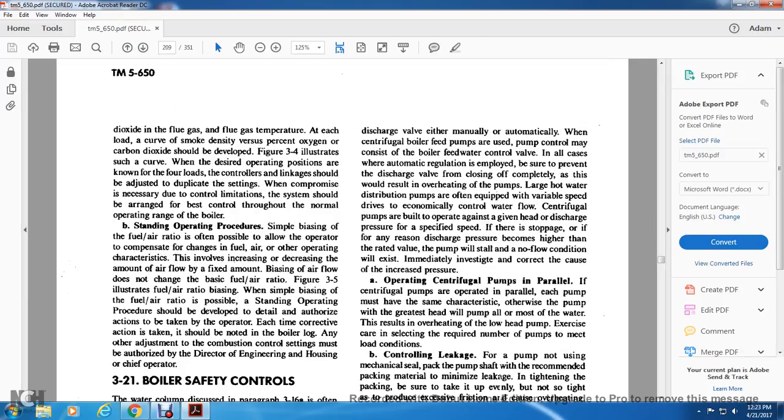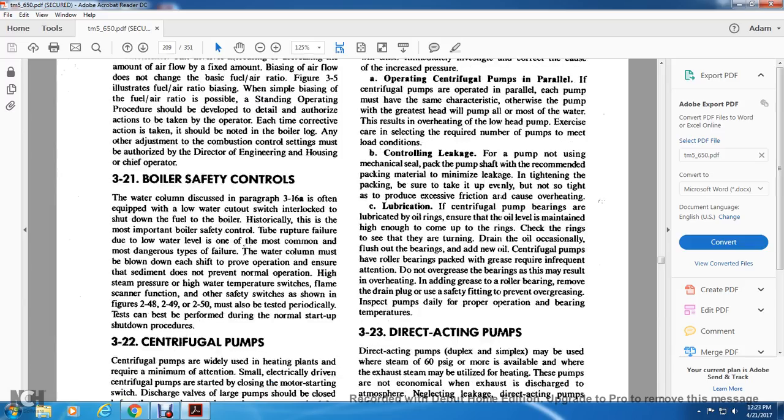When simple biasing of the fuel-air ratio is used, a standard operating procedure should be developed. A detailed, authorized action should be taken by the operator. Each time a corrective action is taken, it should be noted in the boiler log. Any other adjustments of the combustion control settings must be authorized by the director of engineering and housing and the chief operator.